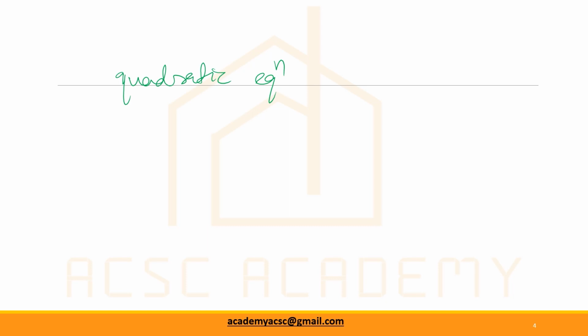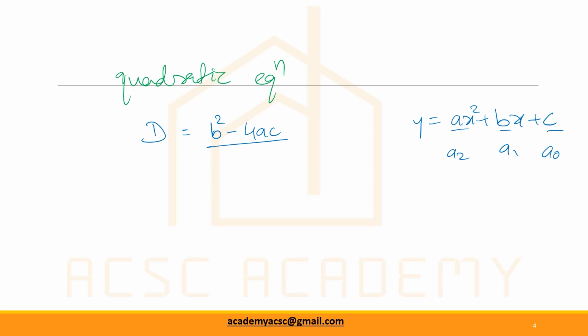As we already know, we have a determinant D for a quadratic equation defined as b squared minus 4ac. Now what are these a, b and c? We already know the standard form of a polynomial y equal to ax squared plus bx plus c. So these a, b and c are the coefficients of the terms, or you can call them a2, a1 and a0 basically. We use the general terms a, b and c for them. So this particular thing, b squared minus 4ac, has been defined as the determinant of a quadratic equation.